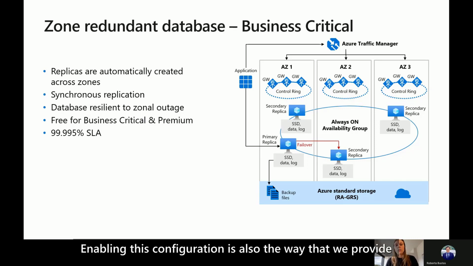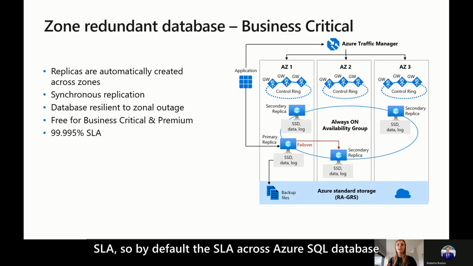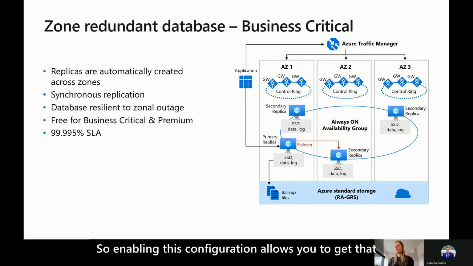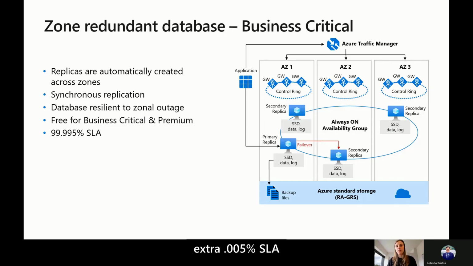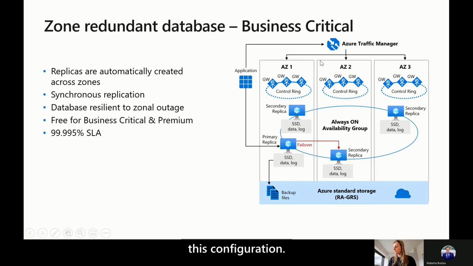Enabling this configuration is also the way that we provide that additional 99.995% SLA. By default, the SLA across Azure SQL Database for the business critical tier is 99.99%. So enabling this configuration allows you to get that extra 0.005% SLA, which is a good additional uptime that we guarantee with this configuration.